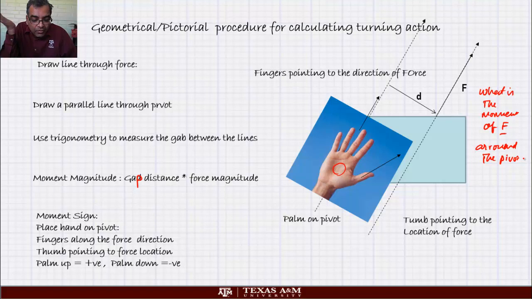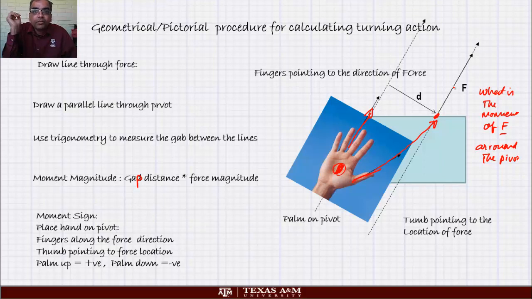And the sign of it comes from what is called the right hand rule. You put your palm at the pivot. Can you see that's the pivot? There's your palm. The thumb points toward the location where the force acts, and your fingers point in the direction of the force. Then if your palm is facing your page, the moment is positive. If the back of your hand has to face it, then the moment is negative.